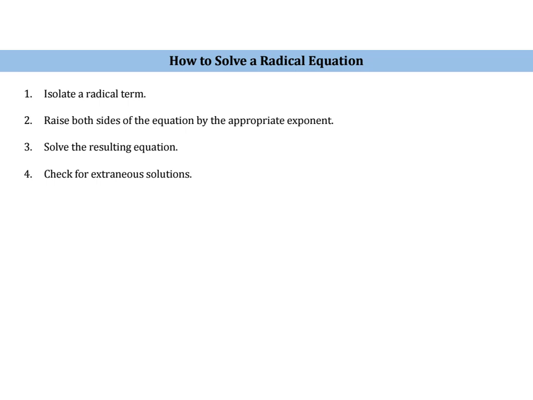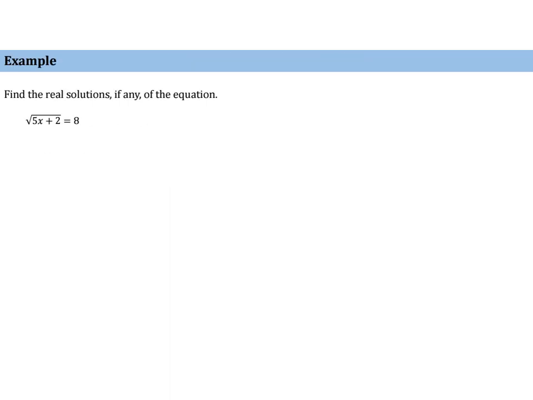And then finally, you must always check to see if your solutions are legitimate solutions or if they were introduced and are not actually solutions. We call solutions that appear but aren't really solutions extraneous. They're outside of the equation's realm of possibilities. So let's take a look at a relatively simple radical equation.